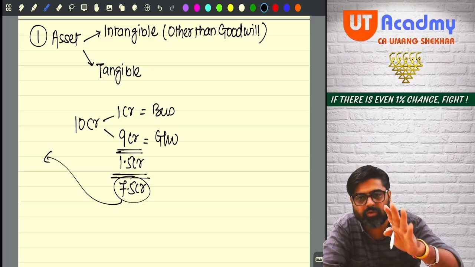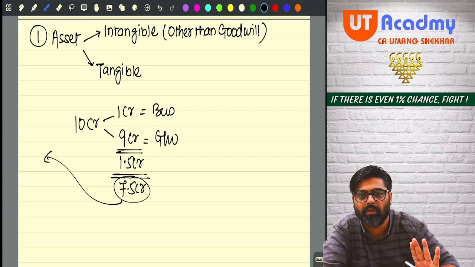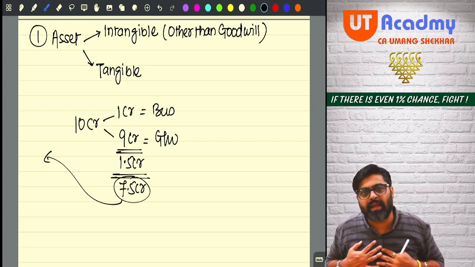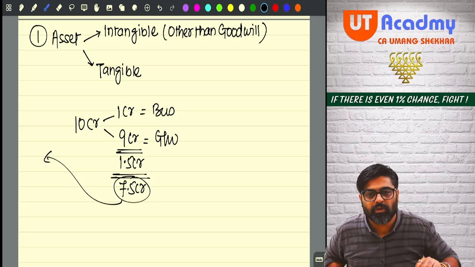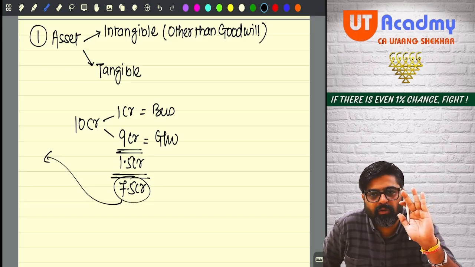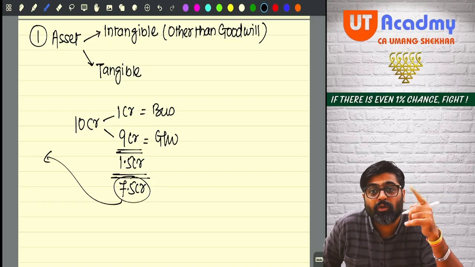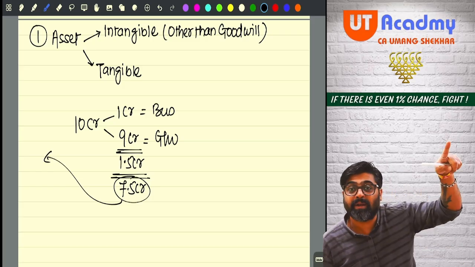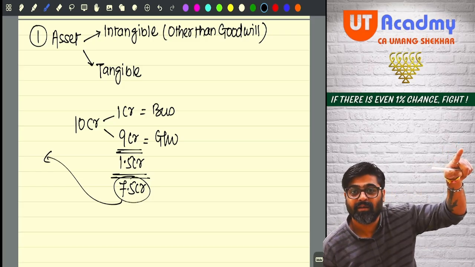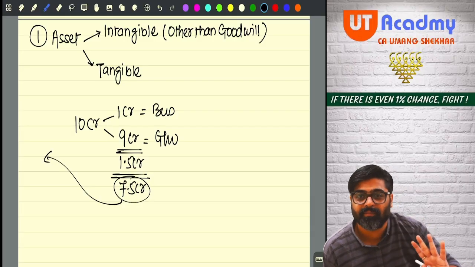Now tell me, he actually got 1 plus 1.5. 2.5 he got. And balance 7.5 I received back out of my 10 crores. So my actual expenditure, if you see, to buy his business I spent only 1, and to buy his goodwill I am saying that I have spent 9 CR, but actually 1.5 CR only is given extra to him.